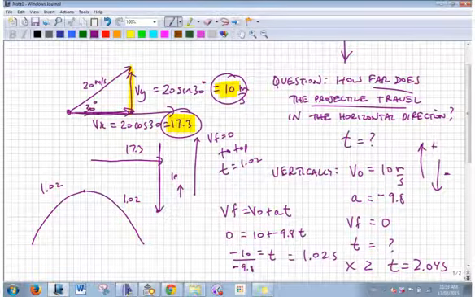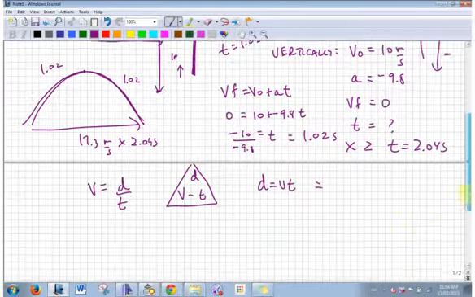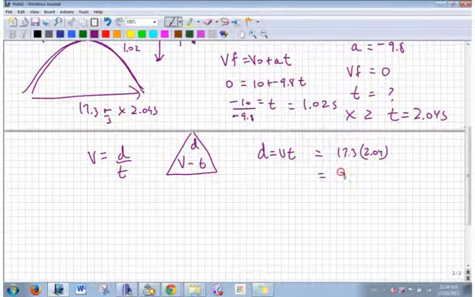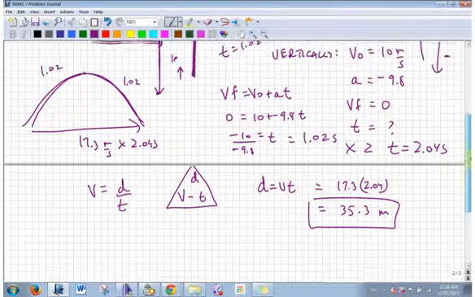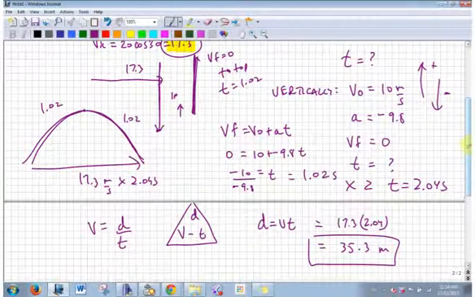Because when this thing hits the ground vertically, that's when it hits the ground horizontally. I know it goes at 17.3 meters a second times 2.04 seconds. So that will give me the answer, 35.3 meters. That's how far it went horizontally. Okay?